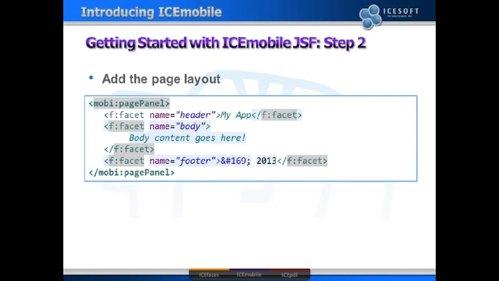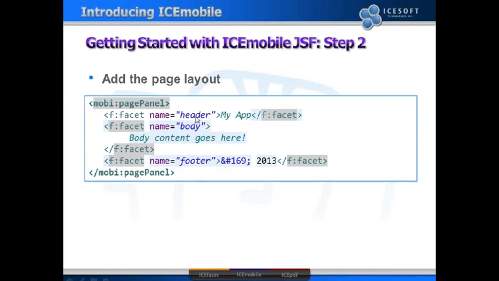Now, we want to create a typical page layout with a header and a footer with a scrollable body, which is something you see quite often with mobile UIs. So ICEmobile has a component to help you with that called Page Panel. Now, with the Page Panel, you can describe or define what your header is and what your footer is.